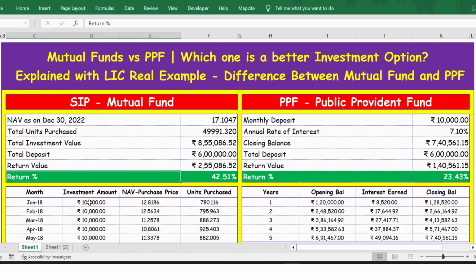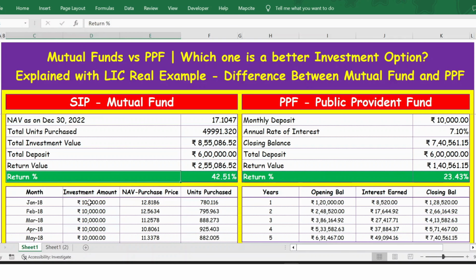And then you have the closing balance. So let's understand how it works. For the first year, you have 5 years here, 1, 2, 3, 4, 5, and then you have the opening balance, because the PPF interest will be paid at the end of the year. It is annually paid. The interest is calculated annually. So whatever balance you have at the end of the year, on that the interest will be calculated.